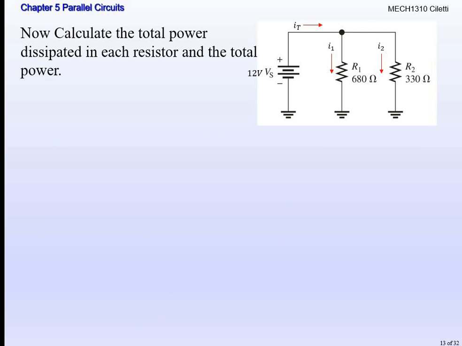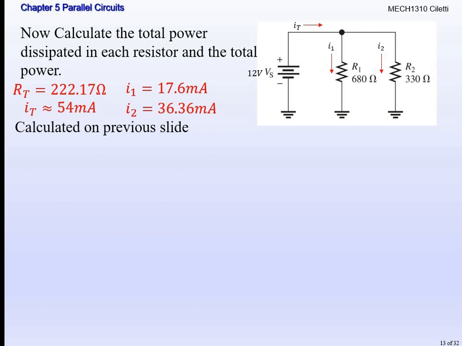Now we're going to take that same circuit. Okay, we just solved that circuit for total current, the branch currents, and total resistance. Now we're going to calculate power. Remember, calculating power, we have to use Watt's law. There's 3 versions of them. Power equals VI, power equals I squared R, or power equals V squared over R. We have all those components. We just calculated those in the previous slide.